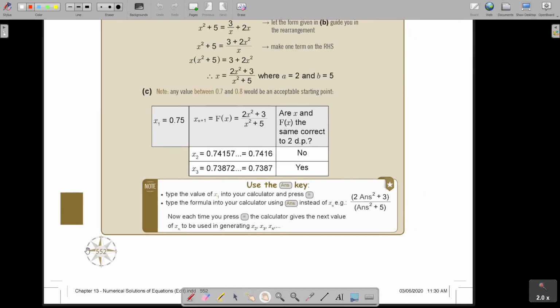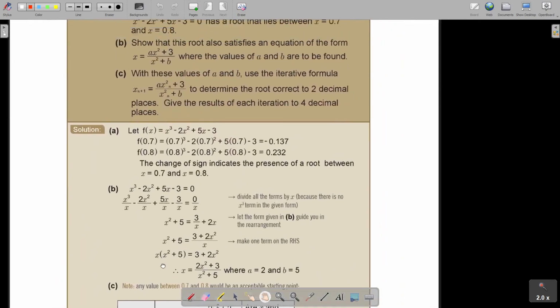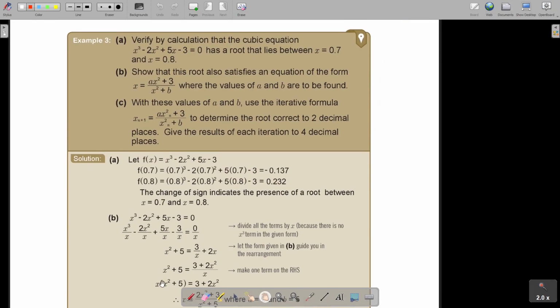I'm in the AS-Level Mathematics textbook, on page 552. There is a nice example. Very straightforward, also with different a's, b's, and c's. So verify by calculation that the cubic equation has a root, a solution, that lies between x is 0.7 and x is 0.8.